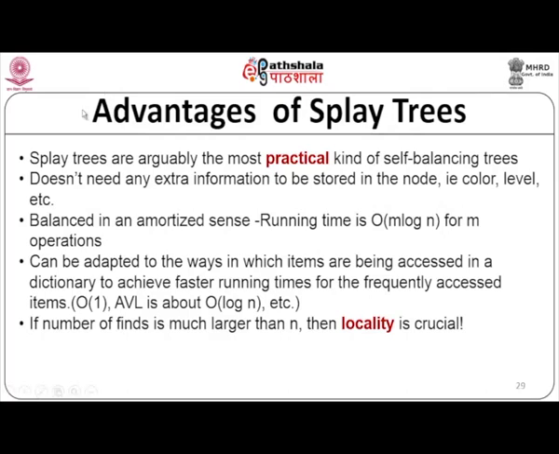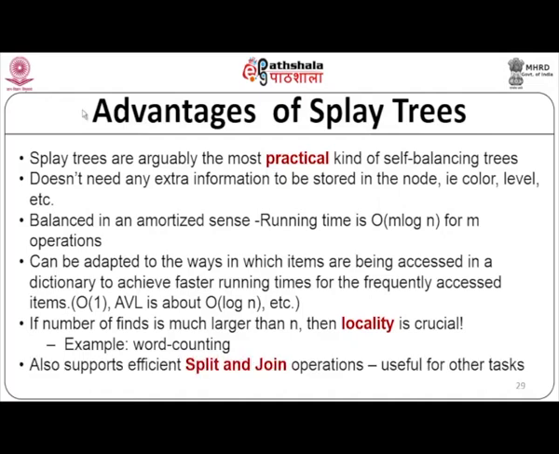So, if the number of finds is much larger than n, then locality is very crucial. An example is word counting. Splay trees also support efficient split and join operations, useful for some other tasks also. We did not go into too much detail about split and join, but for insertion and deletion, if you want, you could have done a split and join, that is, do the splaying before you do the operation. They are especially important for range queries.